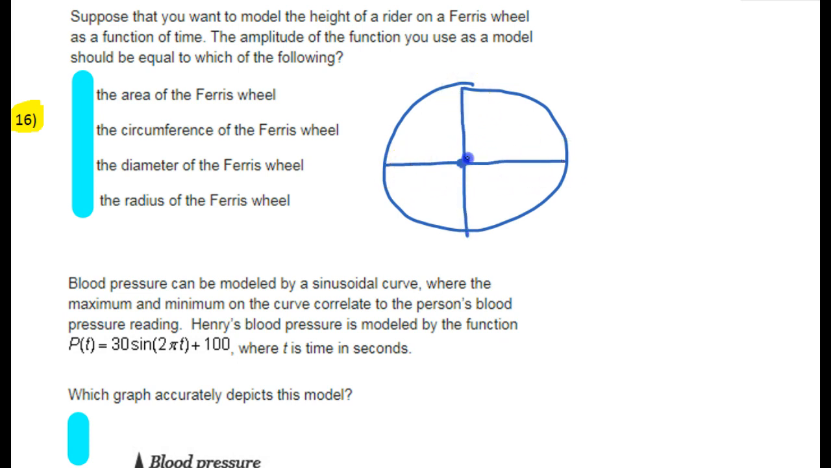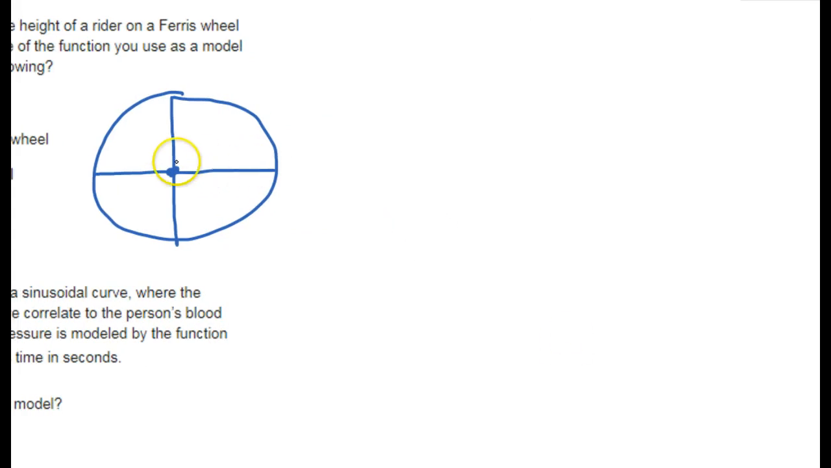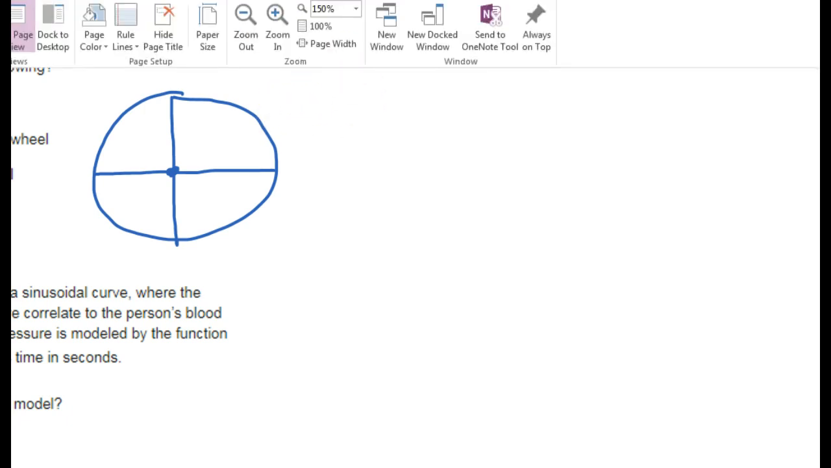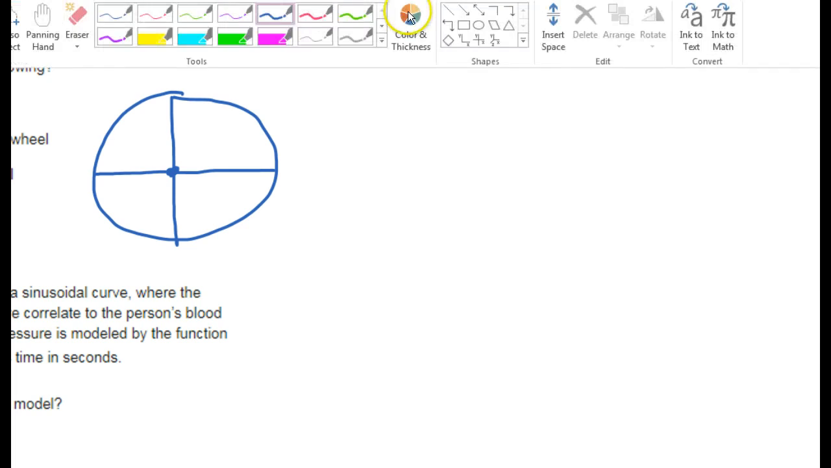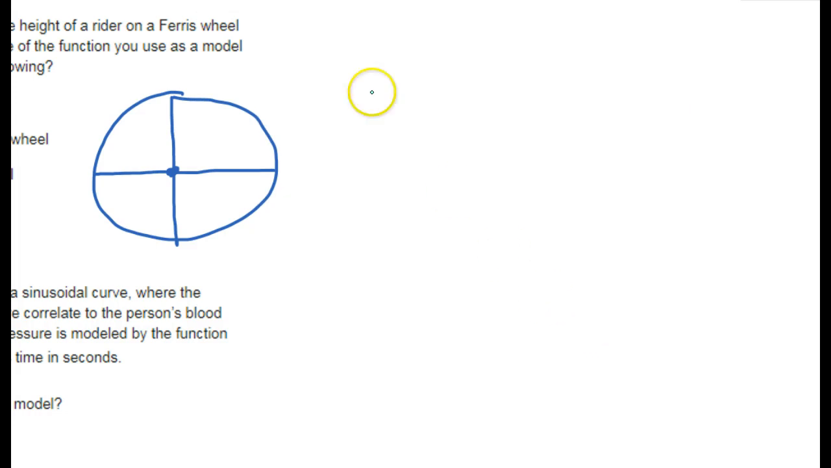Alright, so here is my Ferris wheel. I'm going to use this and I want to model the height of a rider that rides on this. Here's what I'm going to do just to make things more obvious. I think I'll draw a couple of lines. Okay, here are some guidelines to help you follow what's happening.